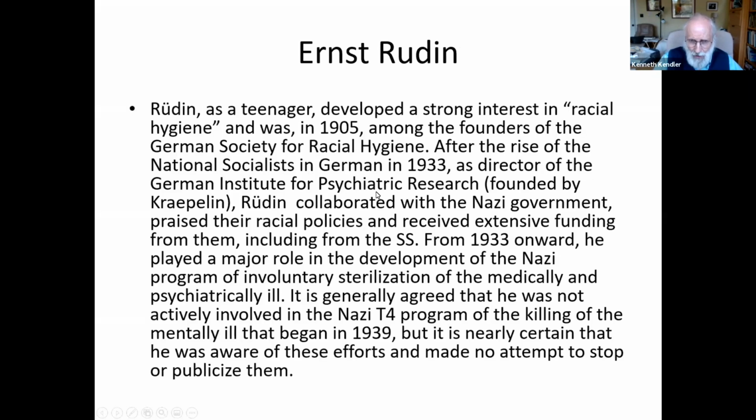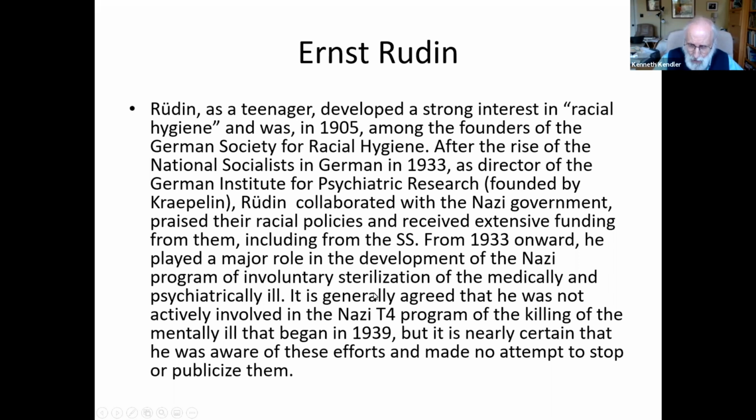Now, we need to talk about another key feature of Rudin's career. Rudin, as a teenager, developed a strong interest in racial hygiene and was in 1905 among the founders of the German Society for Racial Hygiene. After the rise of the National Socialists, that is the Nazis in Germany, in 1933, as director of the German Institute for Psychiatric Research, having taken over the position from Kraepelin after his death, Rudin collaborated extensively with the Nazi government, praised their racial policies, and received substantial funding both from them and later on from the SS. From 1933 onward, he played a major role in the development of the Nazi program of involuntary sterilization of the medically and psychiatrically ill.